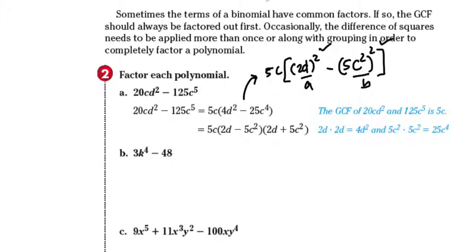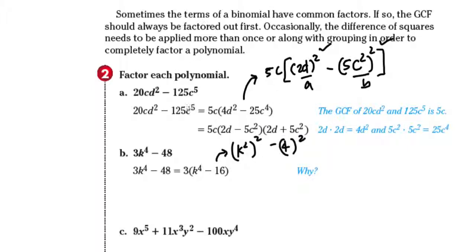Let's take a look at the next example. You have 3k to the 4th minus 48. Again, follow what we talked about. Find the GCF first, and the GCF is 3. Factor out 3, end up with k to the 4th minus 16. Okay, so using the GCF method of factoring, we have 3 times k to the 4th minus 16. And k to the 4th minus 16 is the same as k squared squared minus 4 squared.